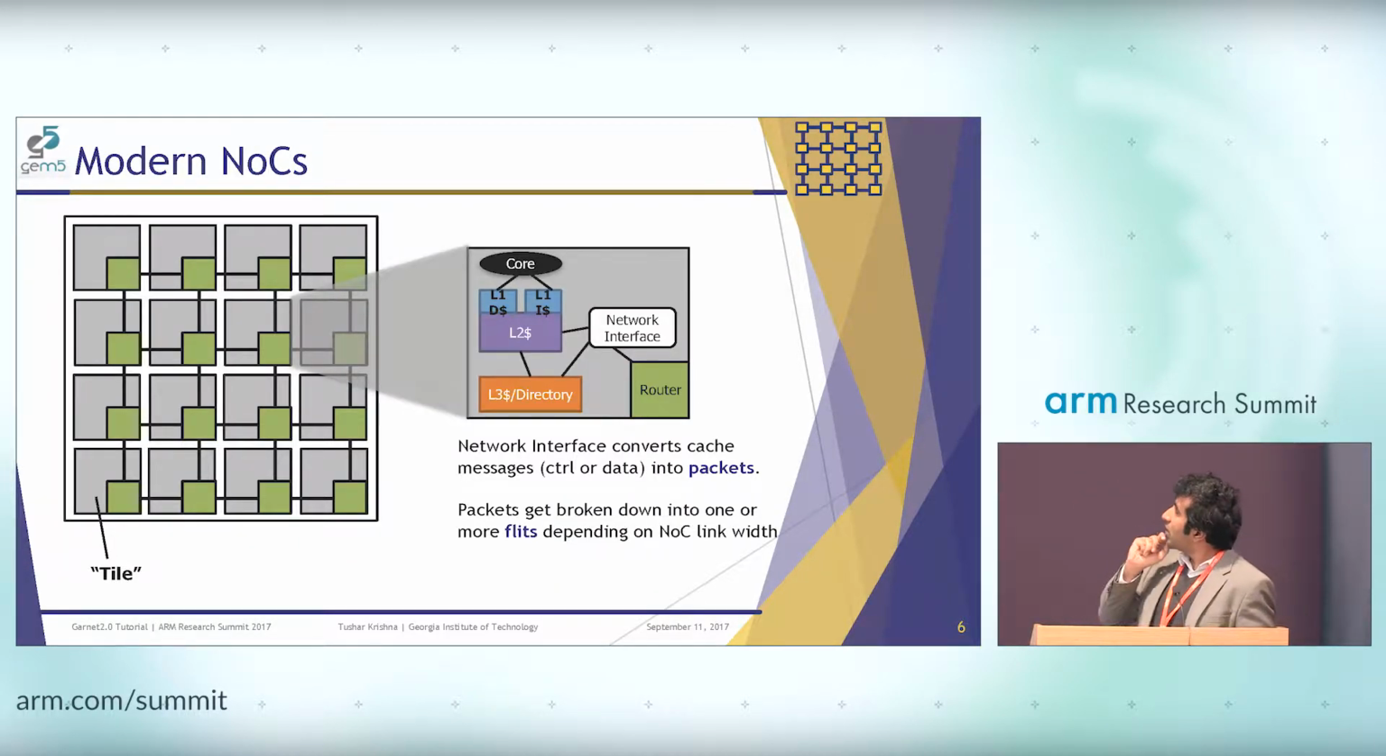So this is what modern NOCs essentially look like. A tile system: each tile has a core, an L1, an L2, maybe a slice of a directory or an L3, and a network interface that connects to a router. The network interface is what converts these cache messages into packets that get into the network. And within the network, depending on the bandwidth of each link, packets get broken down into what are known as flits.